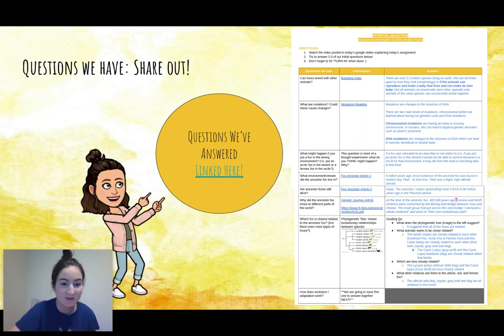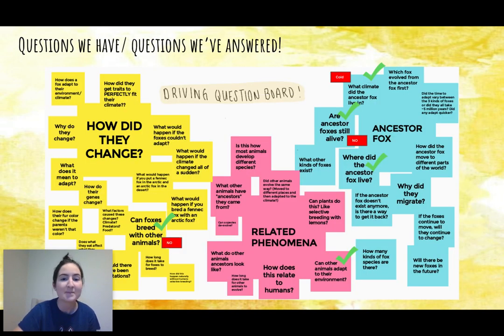So that's what we're going to do together, and we're going to do that by investigating a related phenomena. These are some of the questions that we've actually started to answer. We answered, can foxes breed with other animals? No. Can other animals adapt to their environment? Yes, because we actually gave up a few related phenomena that we thought this happened to.